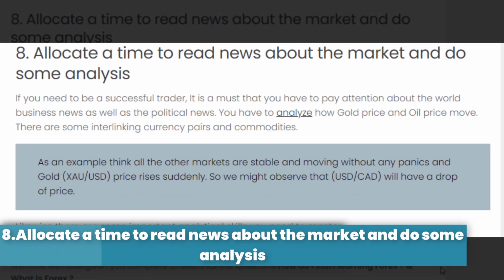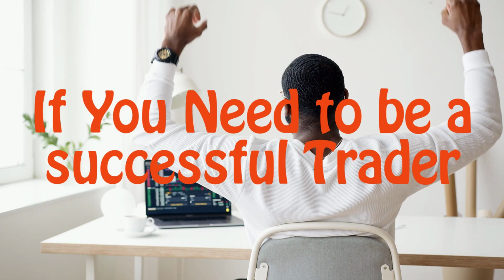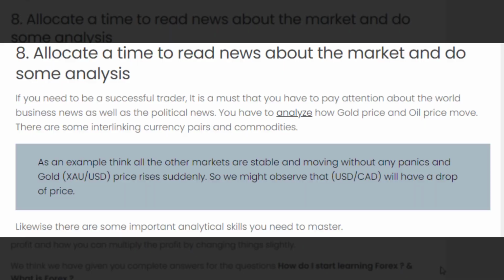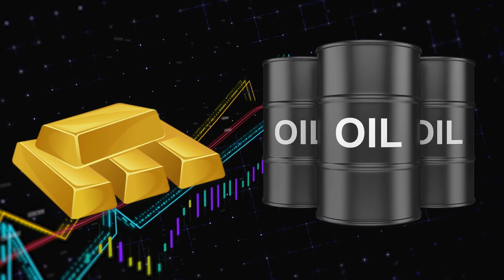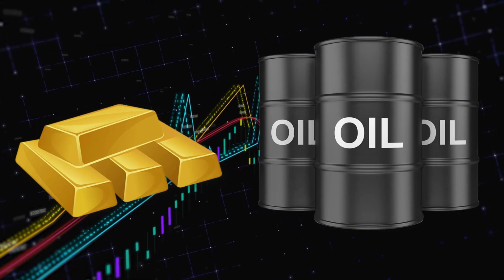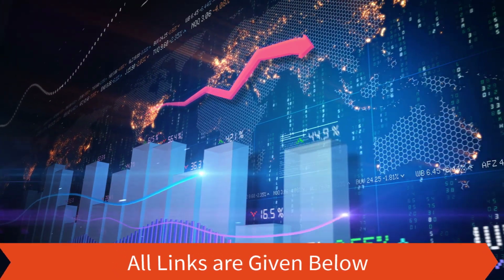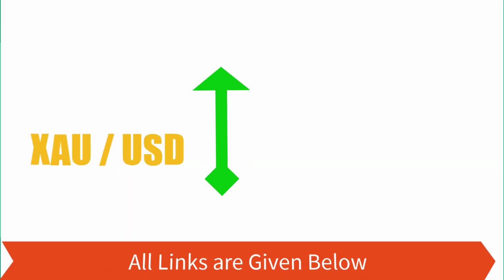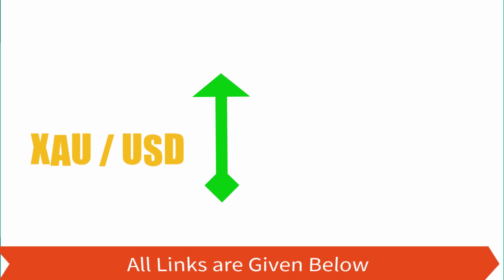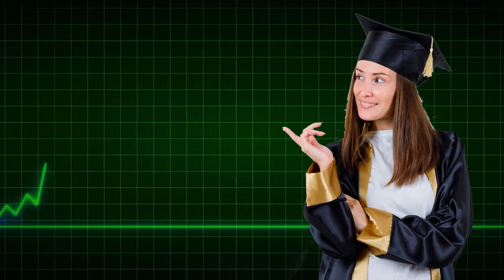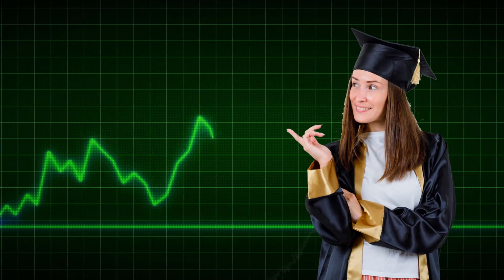Number 8. Allocate time to read news about the market and do some analysis. If you want to be a successful trader, you must pay attention to world business news as well as political news. You have to analyze how gold price and oil price move. There are some interlinking currency pairs and commodities. As an example, think all the other markets are stable and moving without any panic and the gold price rises suddenly. So we might observe that the USD CAD currency pair will have a drop in price. Likewise, there are some important analytical skills you need to master.